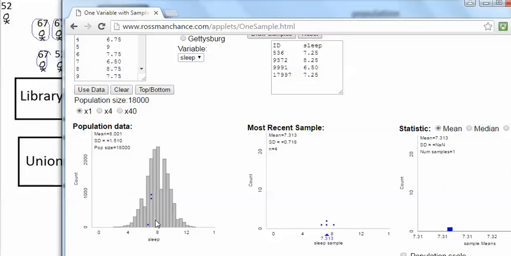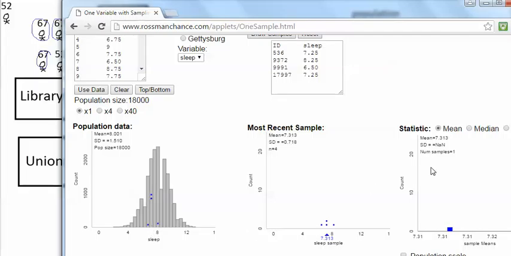And let's remember that the sample mean is the center point of the sample. So the center of these 4 people right here is about 7.3. That's why that's the sample mean. So the population mean is the center of this entire population. The sample mean is the center of the 4 people in the sample.